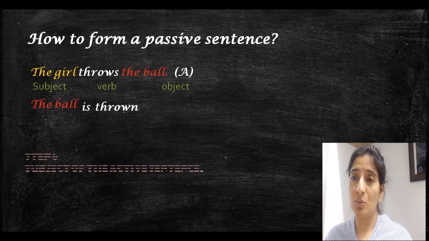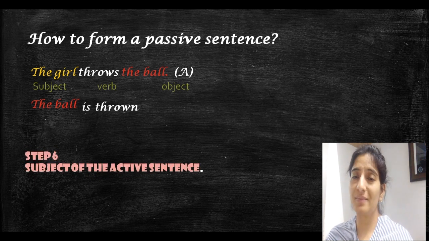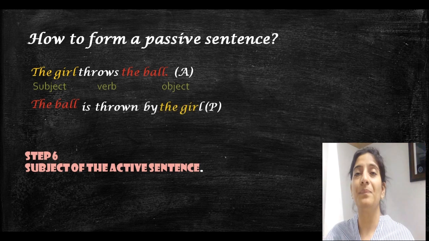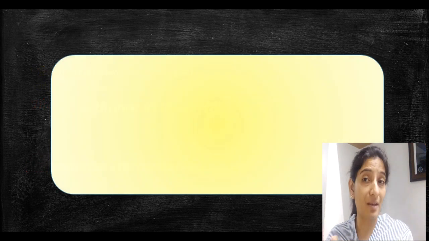You need to decide what to do with the subject of your active sentence, which is the girl. In the passive voice, you don't need to include the thing that is doing the action. You can completely remove the former subject from your sentence, and that is helpful if you don't know who throws the ball, or you don't want to say who is throwing the ball, or you don't care, maybe it's not important. But you can add it to the end of your sentence with the word by: by the girl.